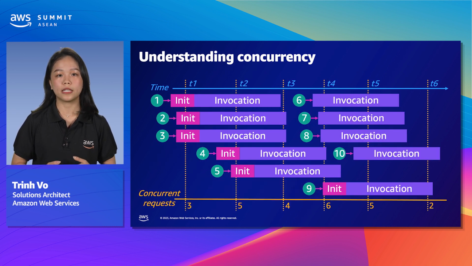As the process continues for subsequent requests, you can count concurrency as the number of parallel requests. In this diagram, you can see how concurrency fluctuates as requests come in and execution environments are being created and reused. The metric ConcurrentExecutions is available on CloudWatch for you to observe concurrency of all or individual functions.